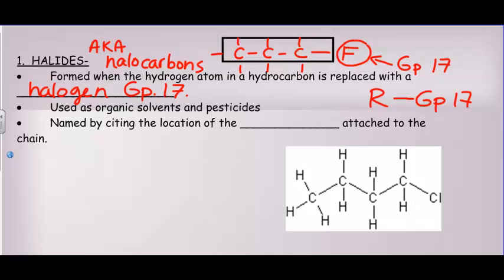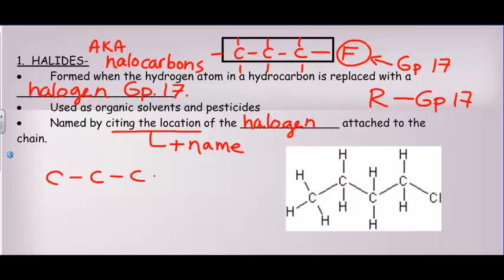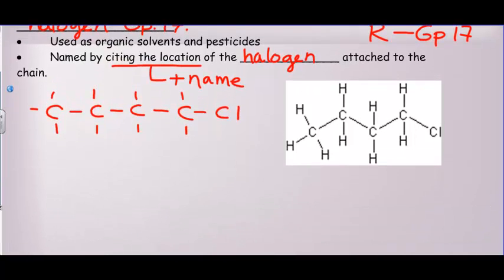They're named by citing the location and the name of the halogen attached to the chain. So we're going to cite the location and the name of the halogen attached to the chain. So what I'd like you to do is draw this example that I have here. It's basically a 4-carbon chain. Okay, and we're not going to draw all the H's in. That's a waste of time. Okay, but on this end carbon, I have a chlorine. So that's the one we're going to name.